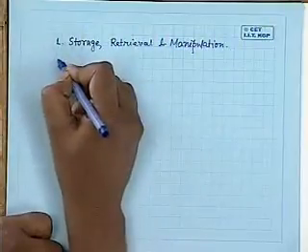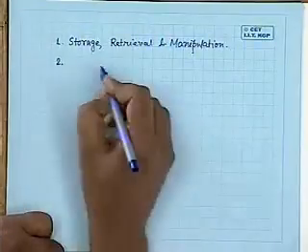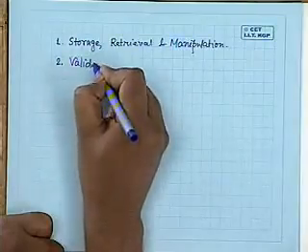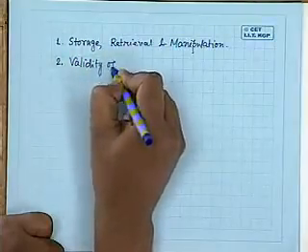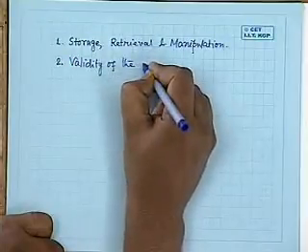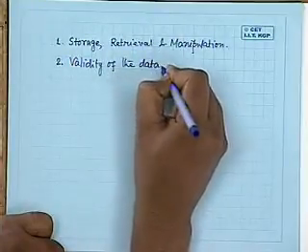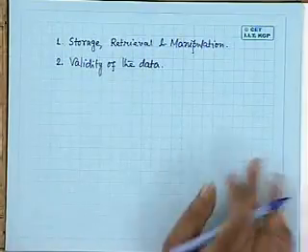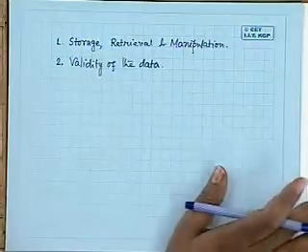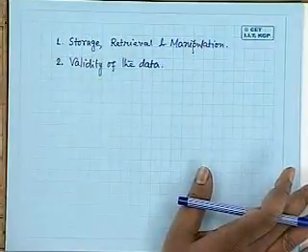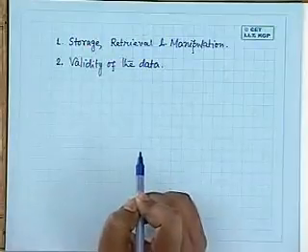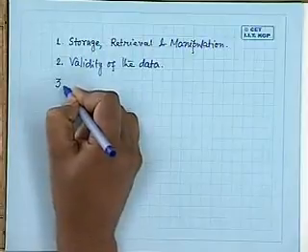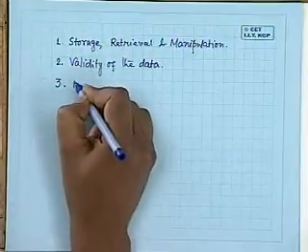Then the second need is validity of the data. The file management system should guarantee, to the extent possible, that the data contained in the file is valid. That is also a responsibility of the file management system. Then the third responsibility is to optimize performance.